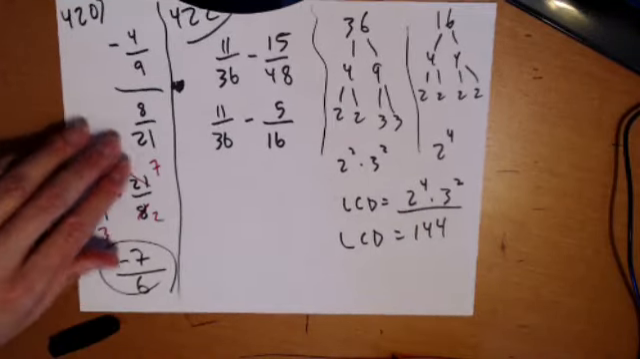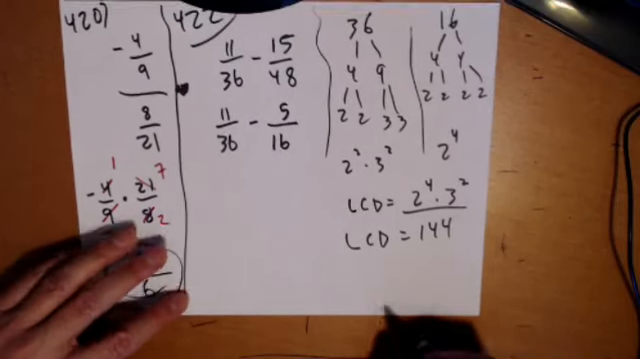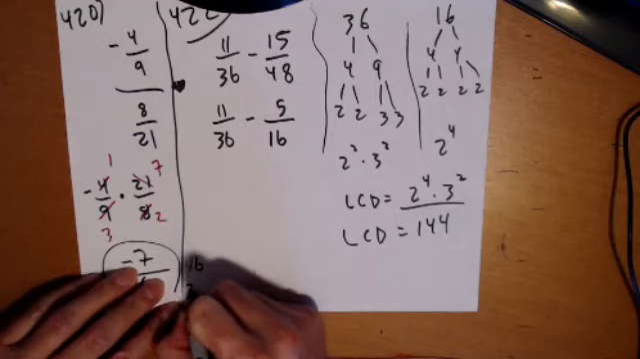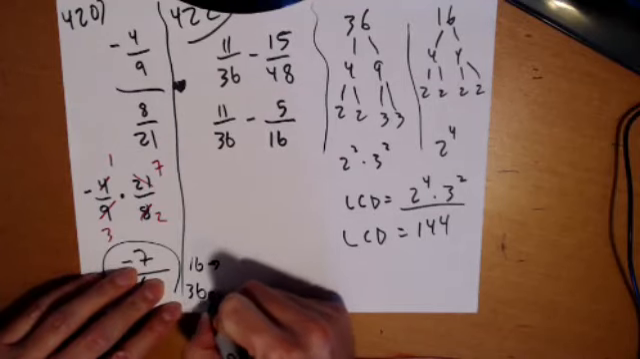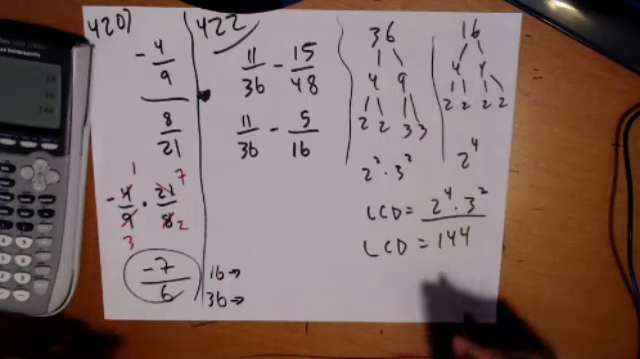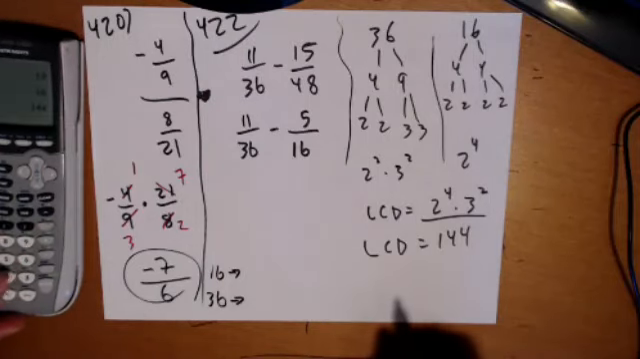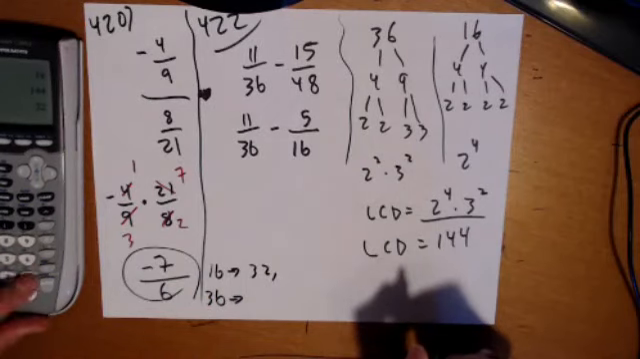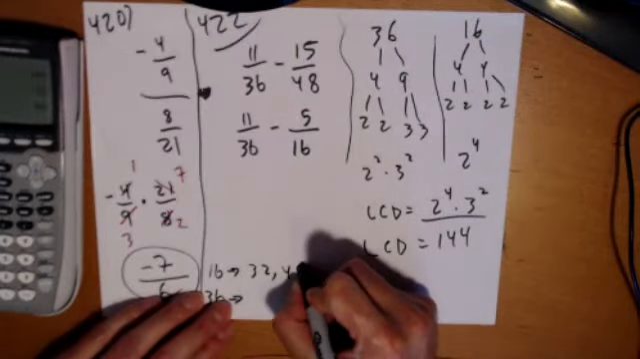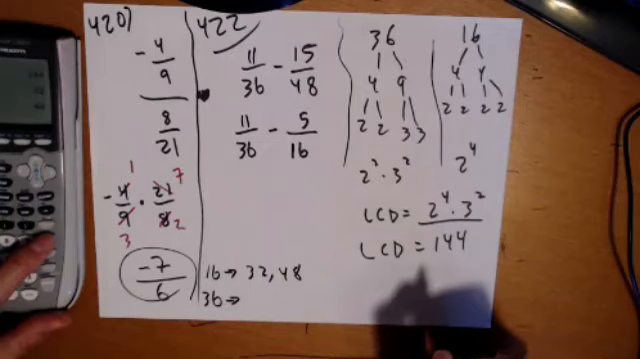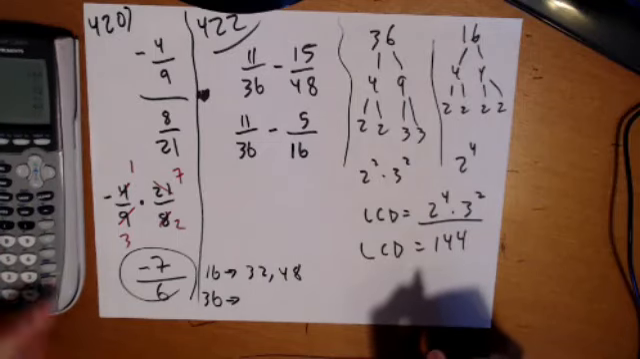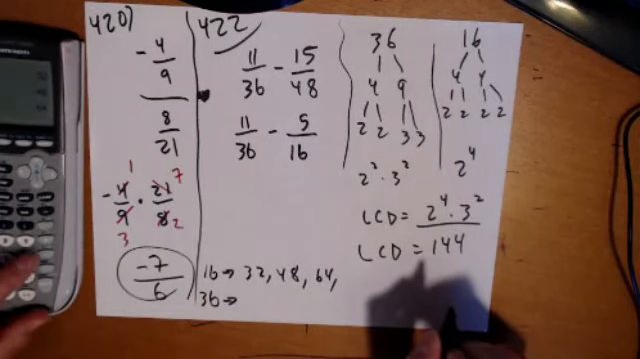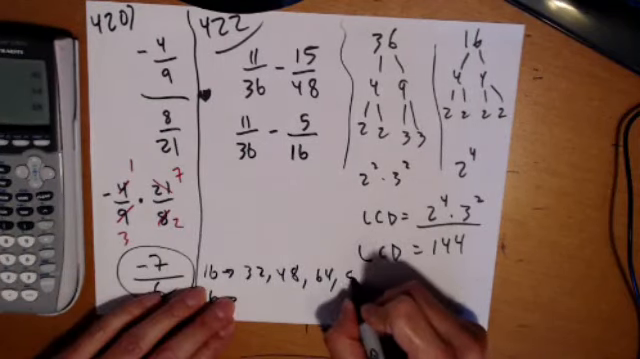Could I do that right now and waste time? Oh my gosh. Let's see. 16, 36. So 16 times 2 is 32. 16 times 3 is 48. 16 times 4, 64. 16 times 5, 80.